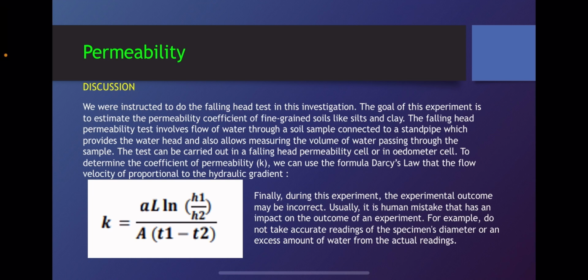To determine the coefficient of permeability, k, we can use Darcy's law, that the flow velocity is proportional to the hydraulic gradient. And this is the formula for the coefficient of permeability. Finally, during this experiment, the experimental outcome may be incorrect. Usually, it is a human mistake that has an impact on the outcome of an experiment. For example, not taking accurate readings of the specimen's diameter or an excess amount of water from the actual reading.